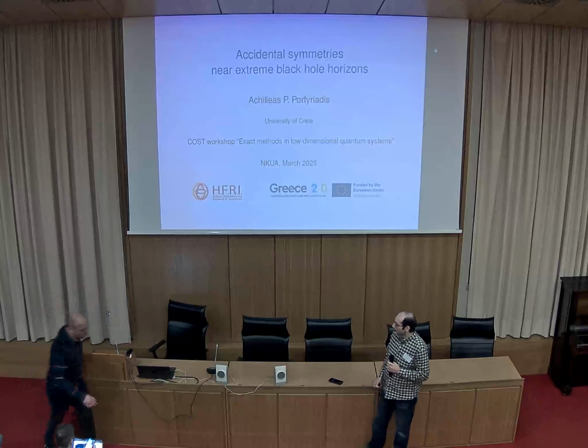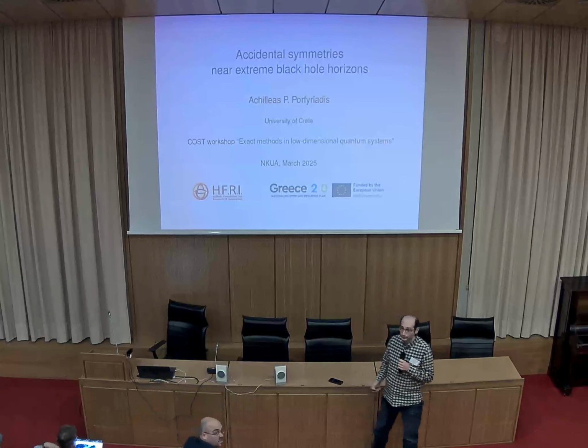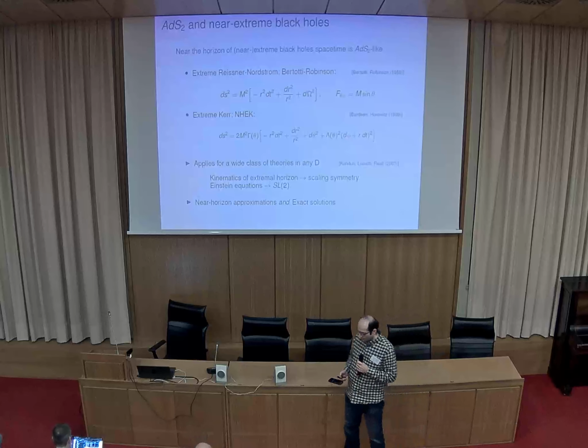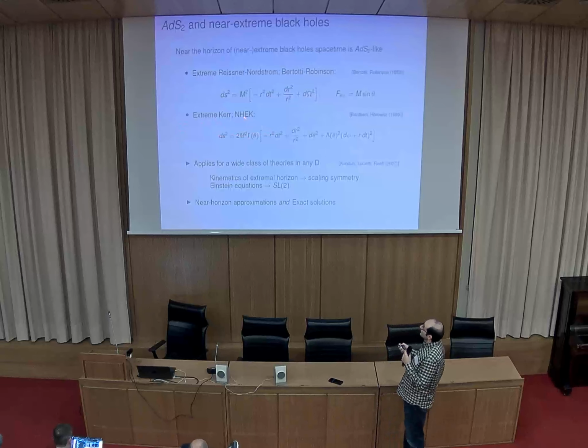Right. So I'm going to tell you today about accidental symmetries near extreme black hole horizons, extreme and near extreme black hole horizons. So why do we care about extreme and near extreme black hole horizons? Well, they're observationally relevant. They seem to appear up there in the sky when the black holes are Kerr, and near extremality they are AdS2-like.